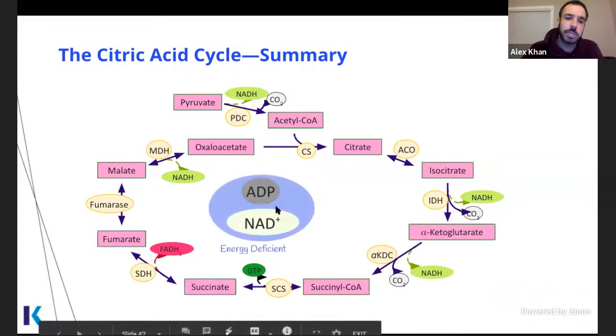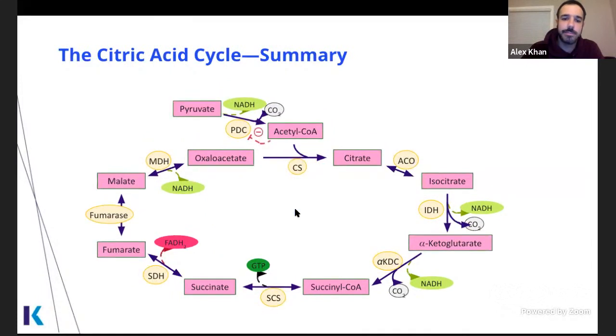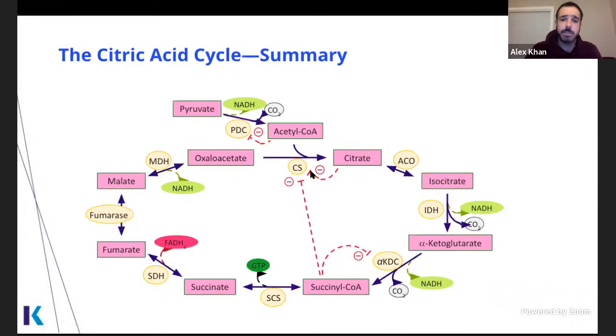And our energy deficient molecules, or molecules indicative of such a state, are going to have an inhibitory effect, once again, at all the same places. All right, so this is all pretty cool stuff. We talked about acetyl-CoA having a negative inhibitory effect on PDC. Citrate has a negative impact on its own enzyme. And we had talked about succinyl-CoA inhibiting the previous enzyme that makes it, but also having an inhibitory effect on citrate synthase. All right, so this is just some summary, some recaps, and so on.